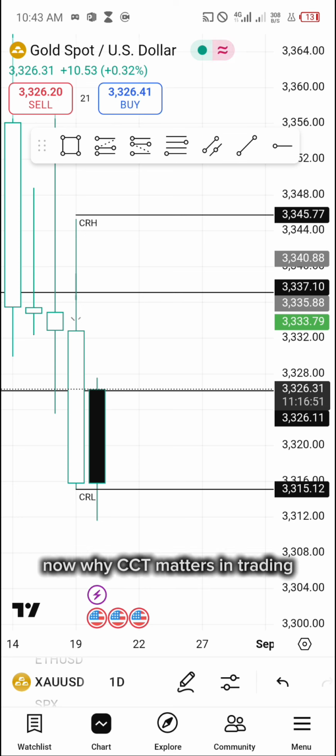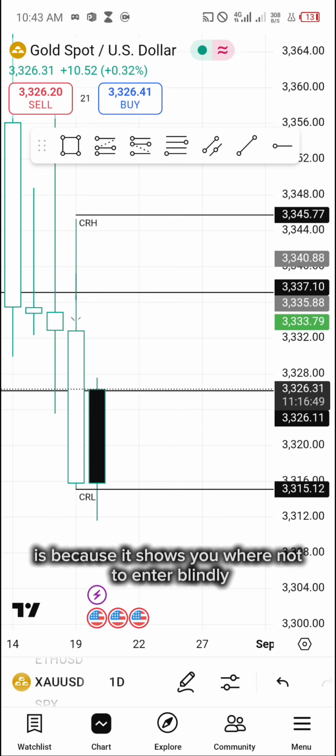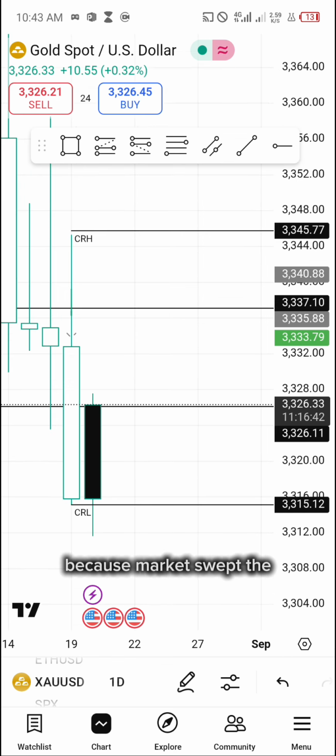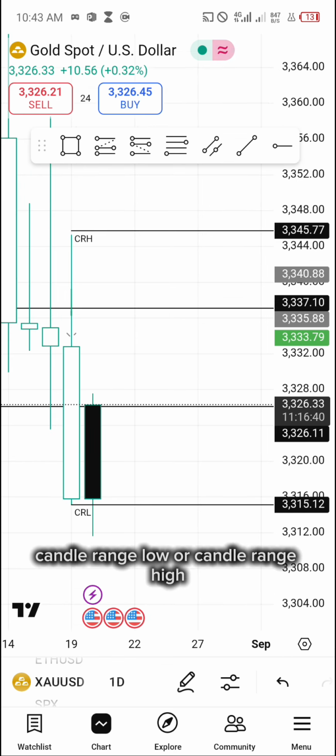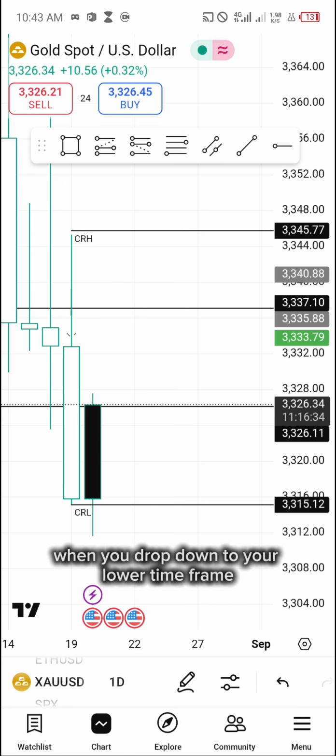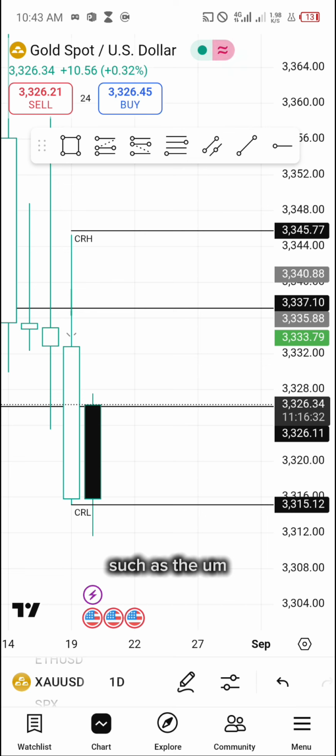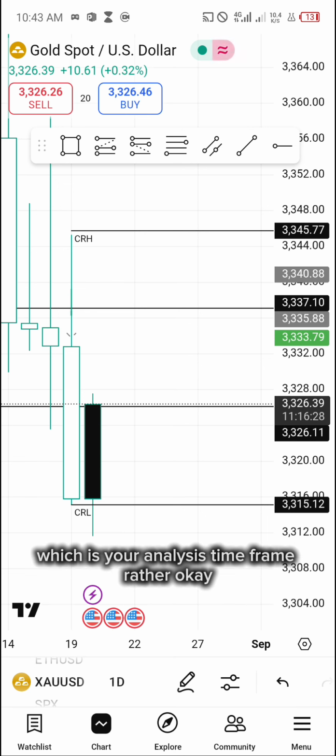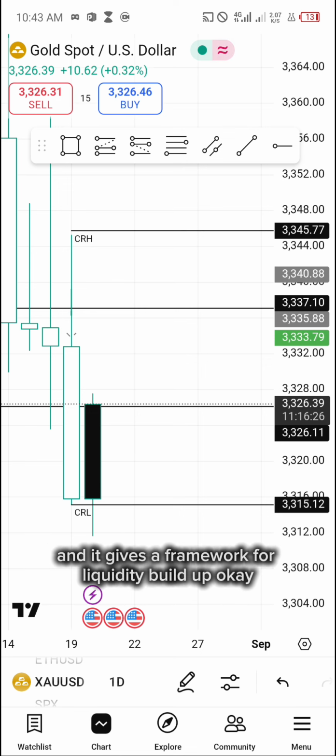Now, why CRT matters in trading is because it shows you where not to enter blindly, because you cannot just jump into a trade because the market swept the candle range low or the candle range high. It helps you avoid chasing false breakouts when you drop down to your lower time frame, from the analysis time frame, such as the 2 hours and 1 hour. And it gives a framework for liquidity build up.